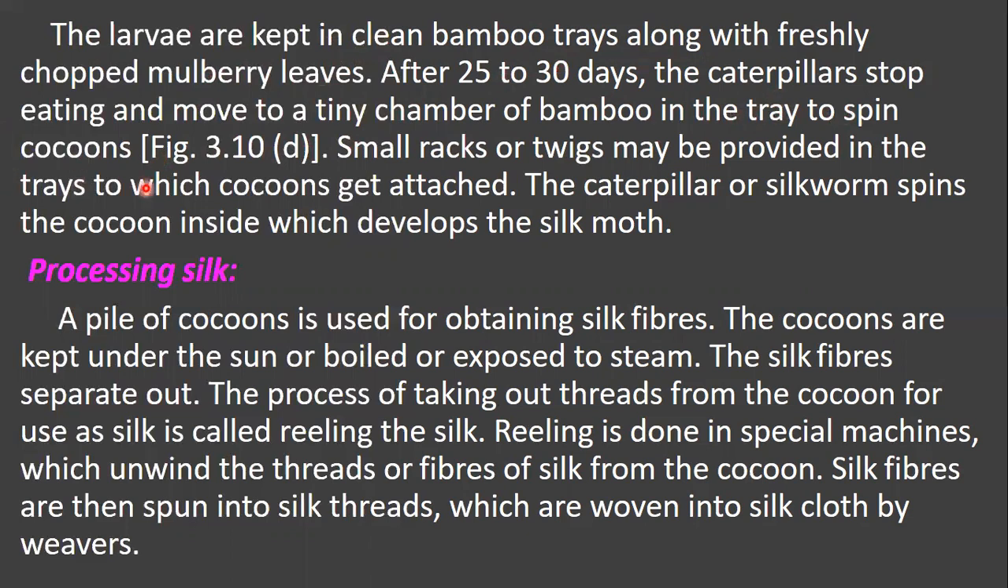See children, first the larvae are kept in clean bamboo trays along with the freshly chopped mulberry leaves, because the silkworms eat the mulberry leaves.